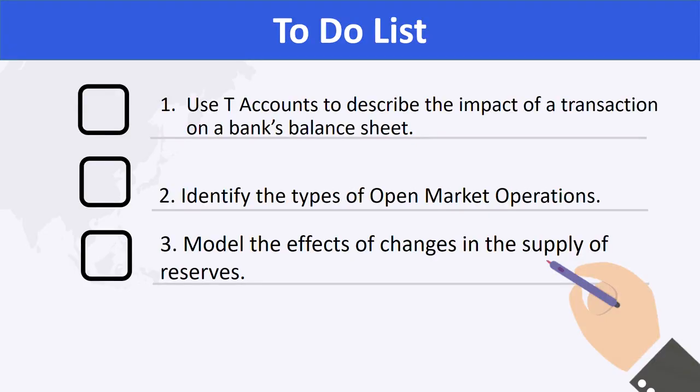After completing this segment, you should be able to: 1. Use T accounts to describe the impact of a transaction on a bank's balance sheet. 2. Identify the types of open market operations. And 3. Model the effect of changes in the supply of reserves.